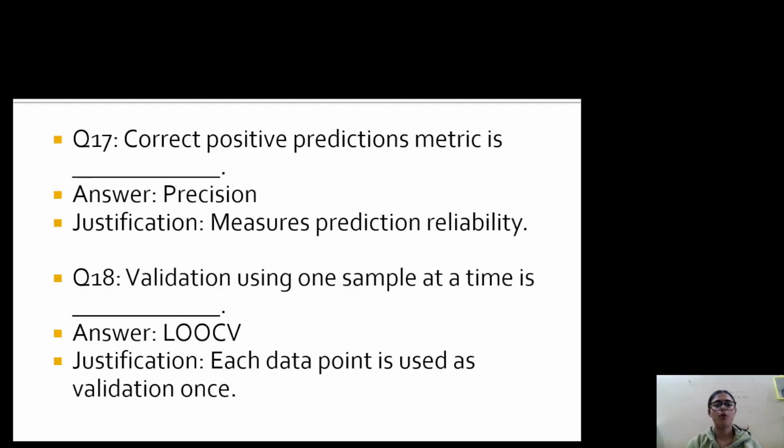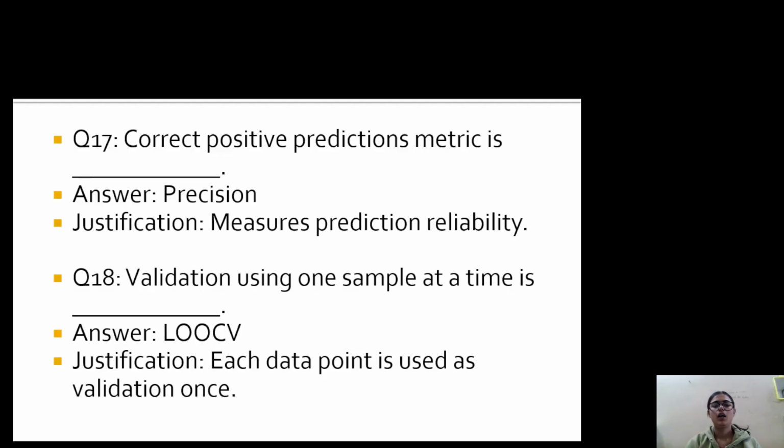Next, the correct positive predictions metric is dash. So it is known as precision. We know the formula of precision, that is TP upon TP plus FP. It tells us how many of the predicted positives were actually correct. It is used in spam detection, fraud detection, etc.